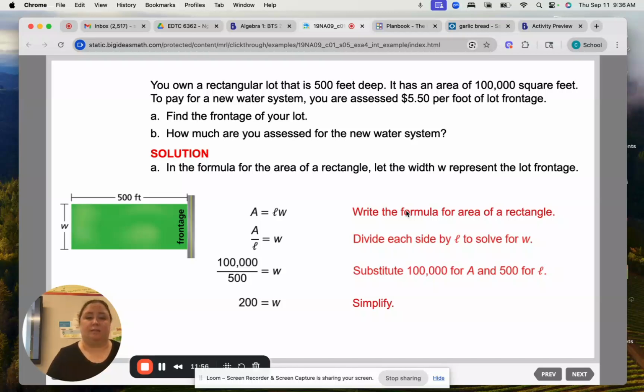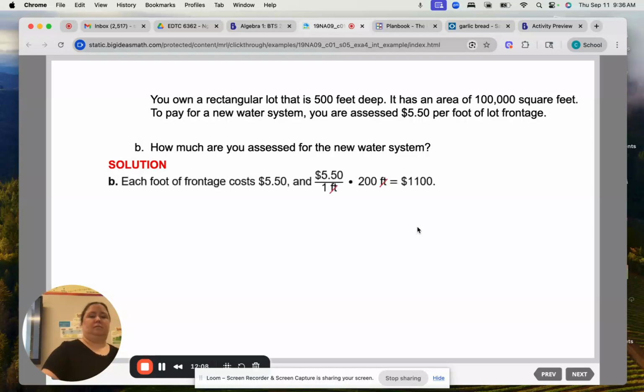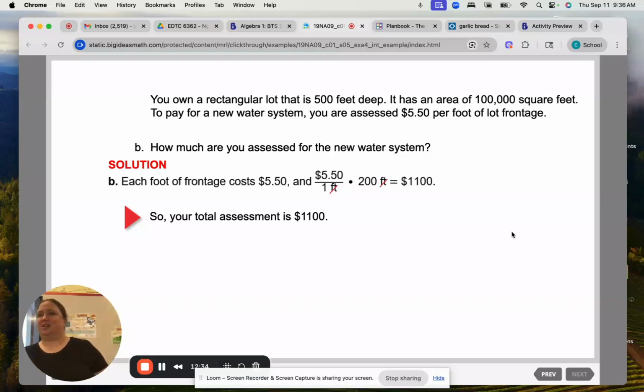So if it's 200 feet long, what are we going to do to find out the total cost? 2 times 5, 450. 200. 200. Correct. 200 times $5.50 will give you $1,100. So it's going to cost you $1,100 to have that frontage road, or to have that piece of property against the frontage road, I guess is what it is. That would be the same as 1,100. That is correct. It's just two different ways you can say it. 1,100 or 1,100 is the same thing. All right, monitoring progress 7 and 8.